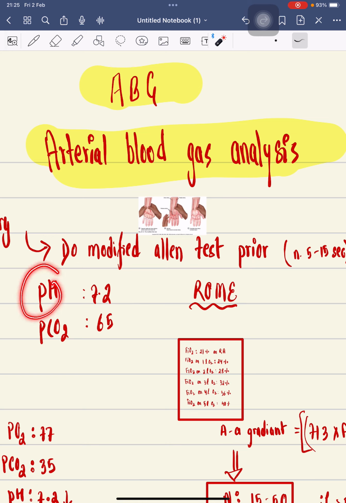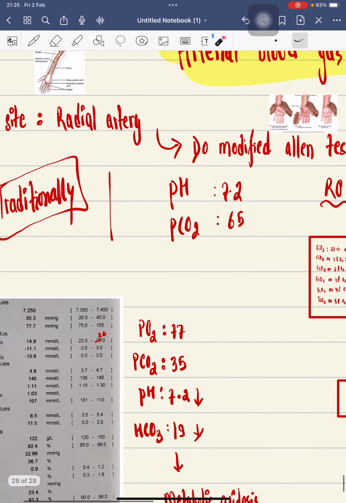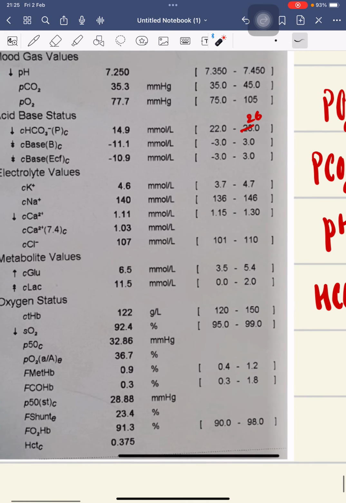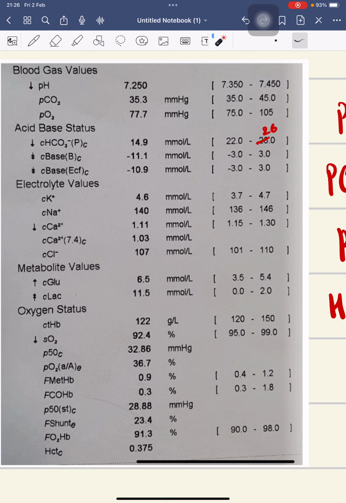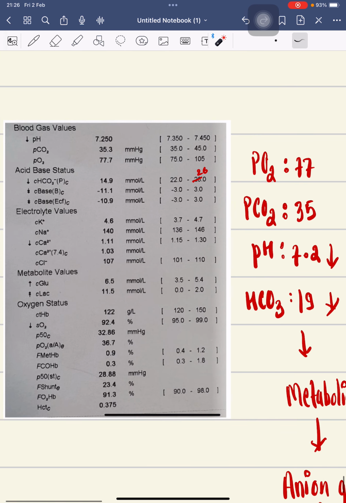If the pH is decreasing and PCO2 is increasing, so respiratory opposite, metabolic equal, it becomes respiratory acidosis. But in metabolic equal, if the pH is dropping and HCO3 is also dropping, then it becomes metabolic acidosis. But in this video we are going to learn some more than that. Typically in our hospital we get such kinds of reports and we have to interpret what is happening to the patient.